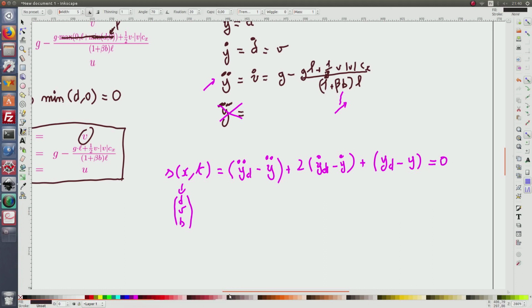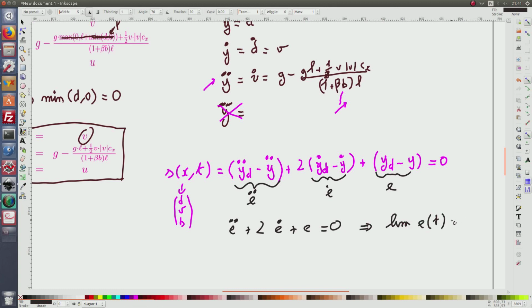So let me explain why I have chosen this. If this corresponds to the second derivative of the error, this to the first order derivative E dot, and here is E, then I obtain an equation E double dot plus 2E dot plus E equals 0, and this is stable. So it means that the limit of E of t is equal to 0 when t goes to infinity. And the associated time constant is something like 1 second.